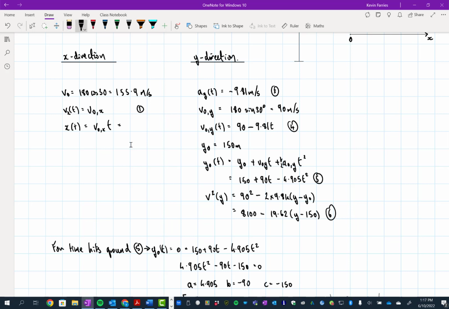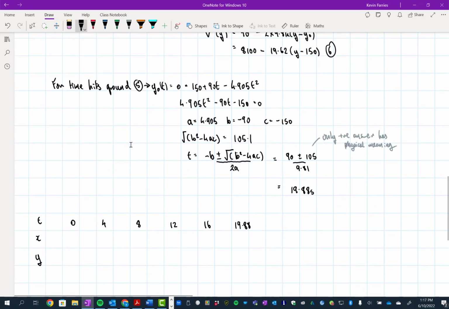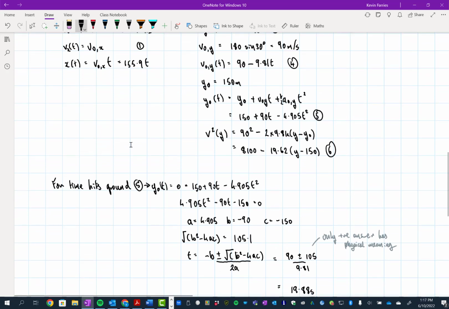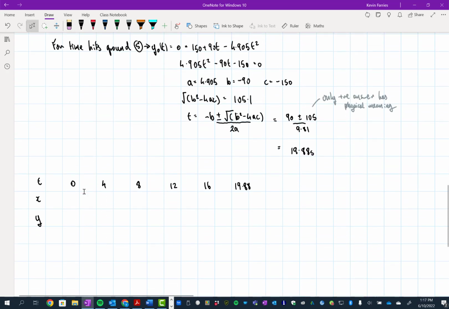That is equal to 155.9 times time. So we're just going to use this equation to figure out the x values. It's going to be 155.9 times 4 for the first one. Initially it's 0. We're taking 0 as our starting coordinate for x. Next one would be 623.6. Now it would be 1247. It's quite a long way, but it is a projectile after all. And then I'll work out the rest of those as well.